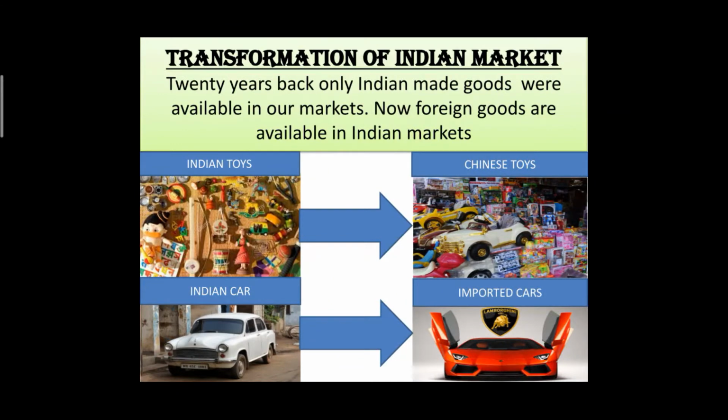We can compare our Indian market before 1990 and after 1990. Before 1990, only Ambassador and Fiat cars were on the Indian roads. But after 1990, today, we are buying cars produced by nearly all the top companies in the world. A similar explosion of brands can be seen for all the other commodities. So we can say that in a matter of years, our markets have been transformed.